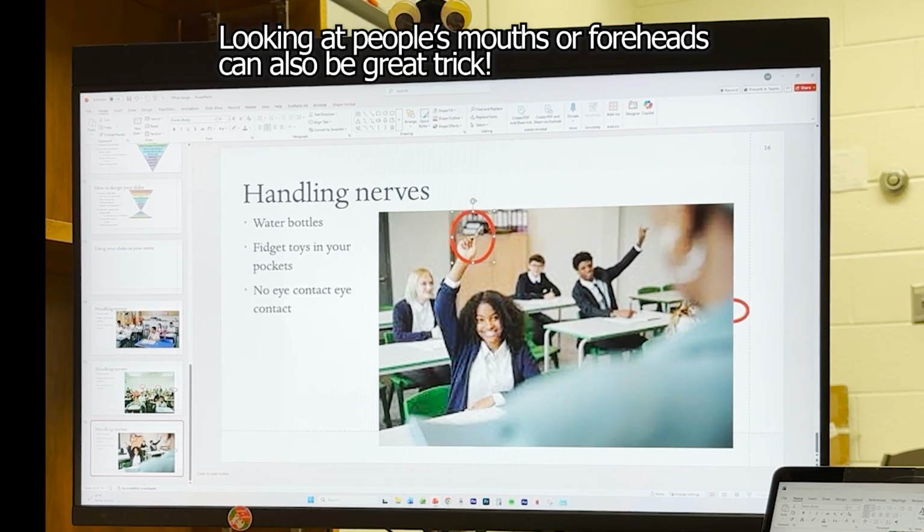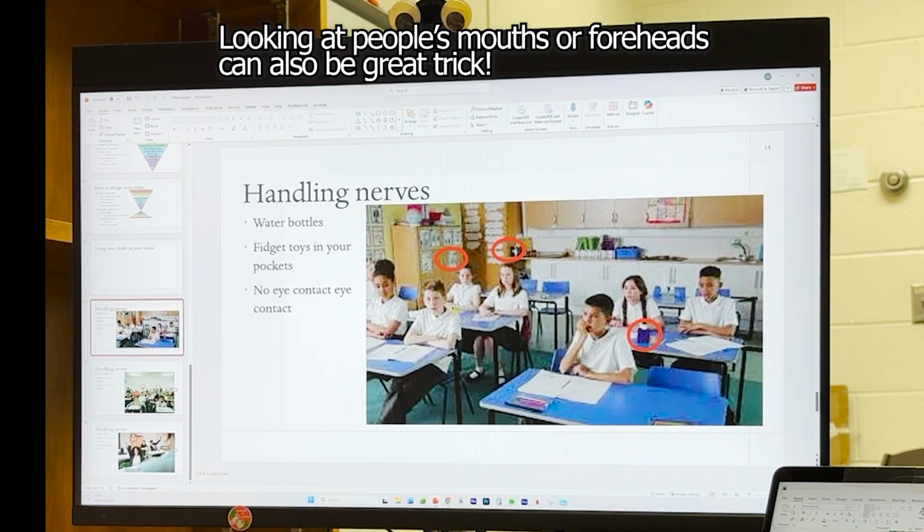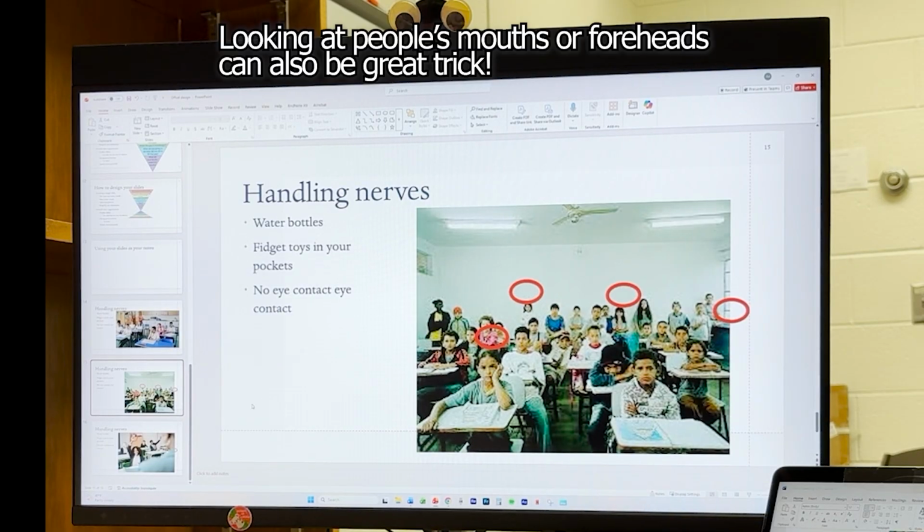Something I forgot to mention also, let's say I like this girl's braids. I can look at her braids. She thinks I'm looking at her, and this guy in the front thinks I'm looking at him. If we focus in on specific things, it's very difficult for people to tell the difference between eye contact and just looking at you.